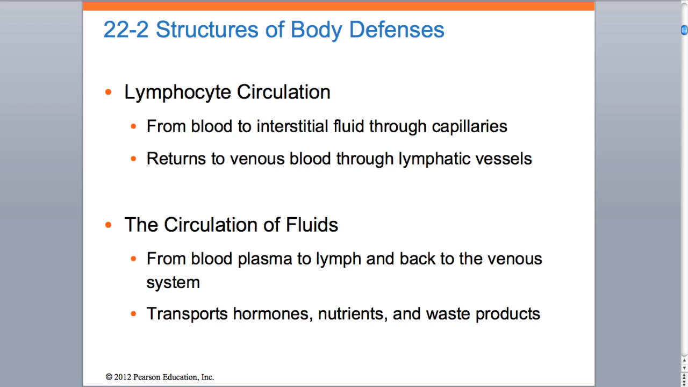Then we have the bottom half. It says again, blood plasma to lymph and back to the venous system. All right? So we're really doing what? Circulating the fluids, but still returning back to the venous side of our blood. And yes, we are transporting things like hormones, nutrients, and waste.